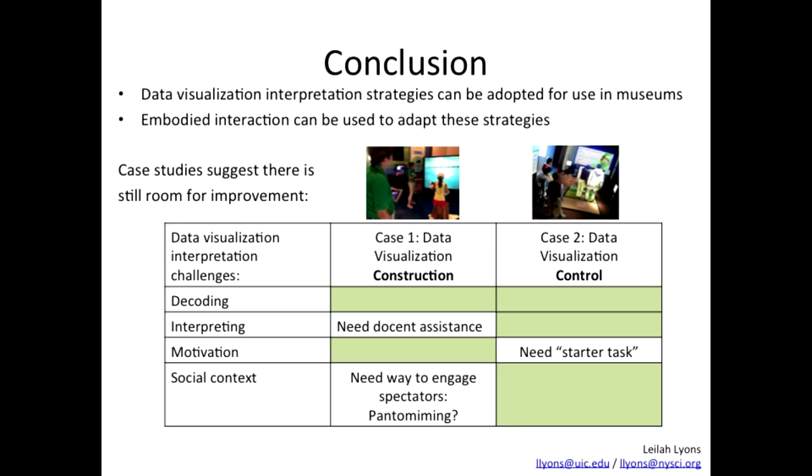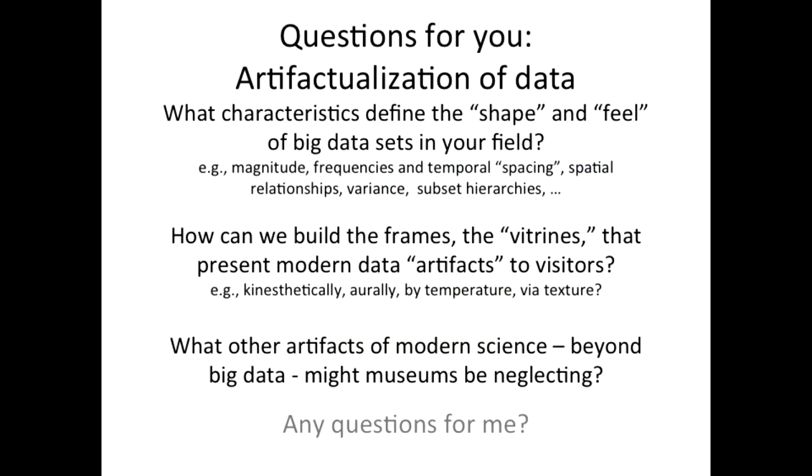If you're giving them a pre-existing data set, it's just hard to get people engaged with it in a meaningful way. So I wanted to end the talk, actually, with some questions for you. I've been talking a lot about how you exhibit data, this notion of the artifactualization of data as an artifact that we are showing off in these informal science institutions. And I'm just curious, because I know a lot of you are coming from different disciplines, I'd like you to think about what kinds of characteristics define the shape and the feel of the big data sets in your field?